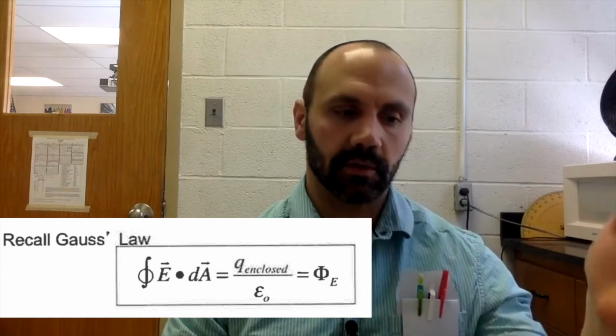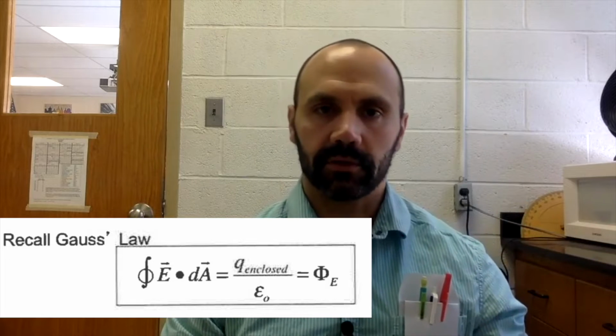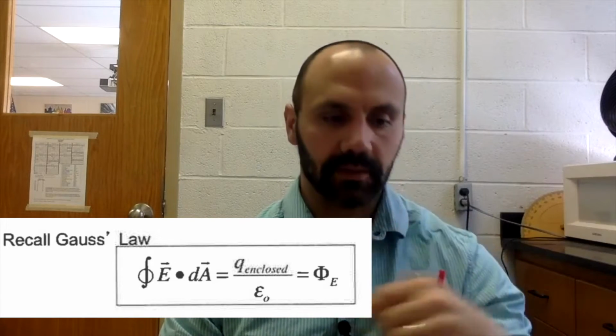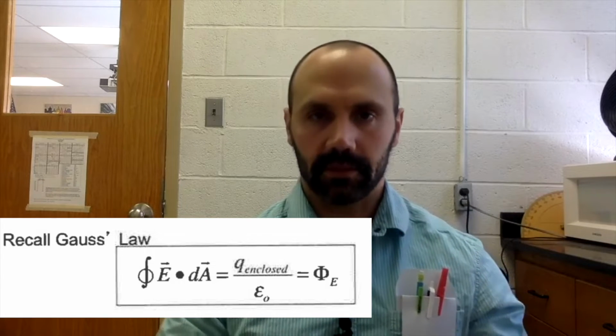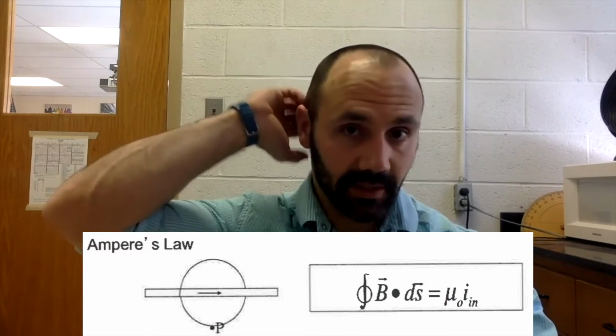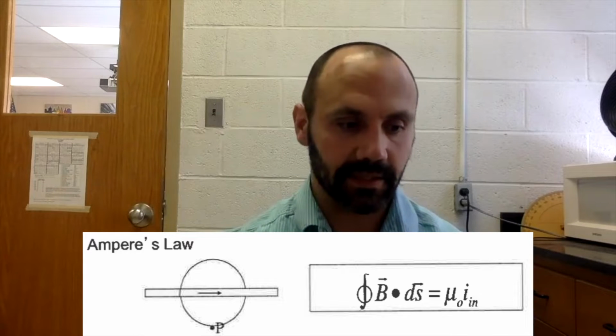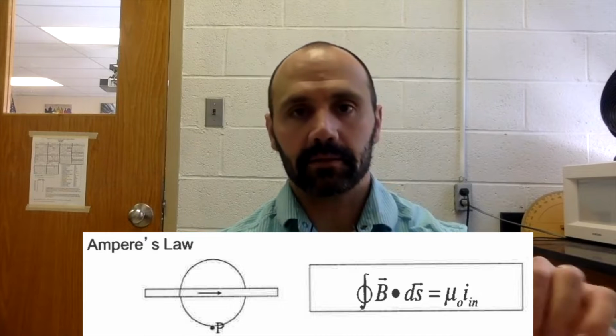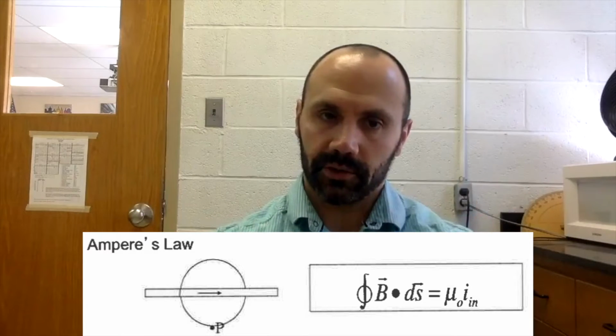All right, so Gauss's law was the surface integral of E dot dA was Q enclosed over epsilon naught, and that was equal to phi E, the electric flux. And so here, with Ampere's law, you can see it's different. So now we're not dealing with a surface integral, we're dealing with a line integral. The way you can tell that is if you look at, it says B dot ds. Right? With Gauss's law, it was dA. So we're looking at an area, so we're looking at a surface.